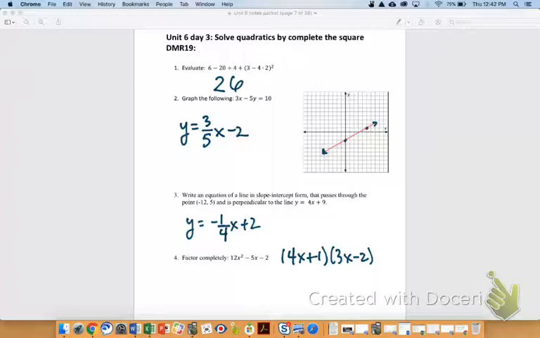Before, please give yourself a score out of 4. Here you go. So number 1, I think, should be 26. Number 2 is graphed there, off to the right. Number 3, y equals negative 1/4 x plus 2. Number 4 is factored there. So this is where you're looking. Please, for goodness sake, like that. 4 out of 4. 4 out of 4?